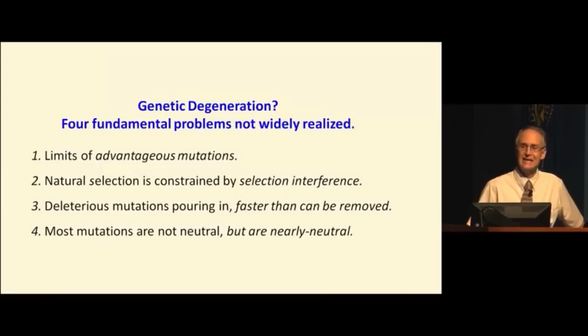Secondly, natural selection is severely constrained by something I call selection interference, because selecting for one trait interferes with selecting for another trait. When you have billions of traits segregating in the population, the selection process starts to work against itself, and you end up only being able to select the best or worst mutations. The third problem is that deleterious mutations are pouring into our population much faster than they can be selectively removed. And lastly, most mutations are not neutral, although that's the common conception. Most mutations are nearly neutral, and that totally changes the implication.